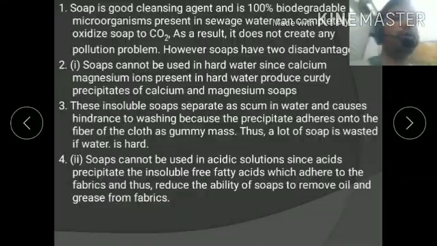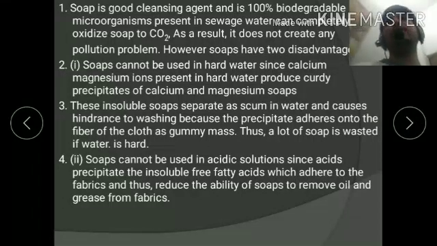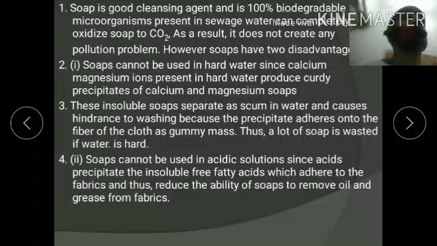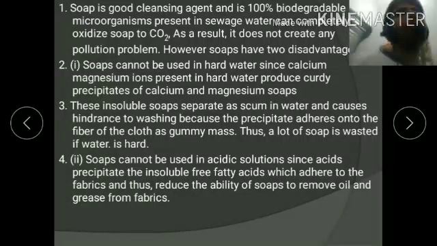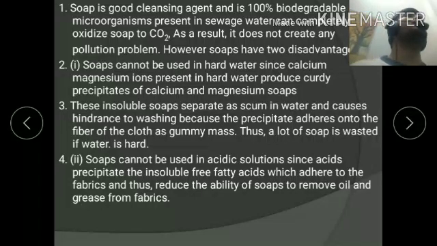Okay. The most important thing: the disadvantages of soap. By the disadvantages of soap, you can differentiate between soap and detergent. So it is a most important topic. Why do we not use soap for the cleaning of clothes and other substances? Why do we use soap only for bathing, not for washing clothes? The reason is that soaps are not soluble in hard water.